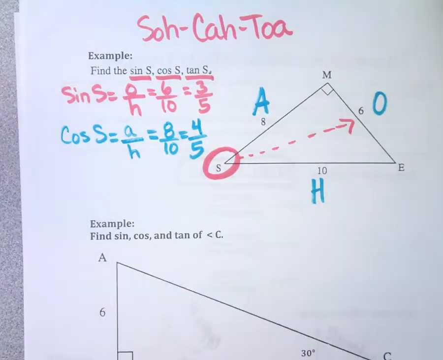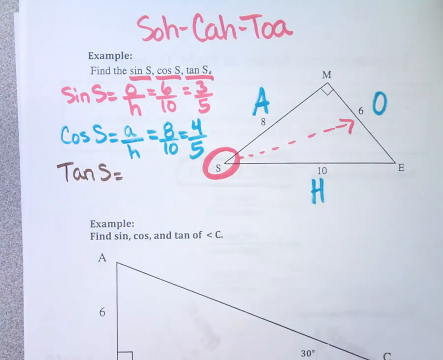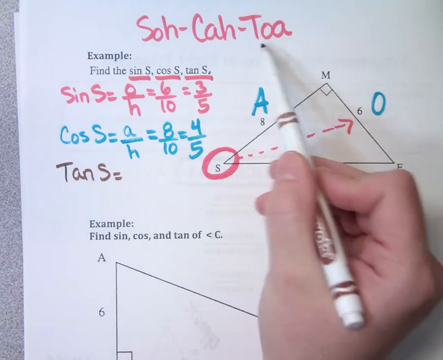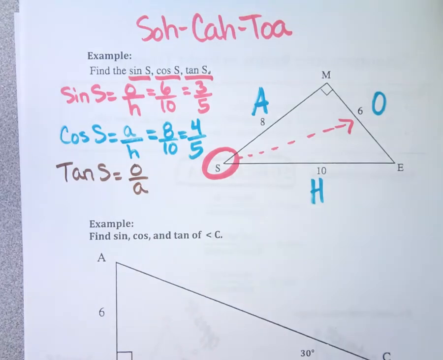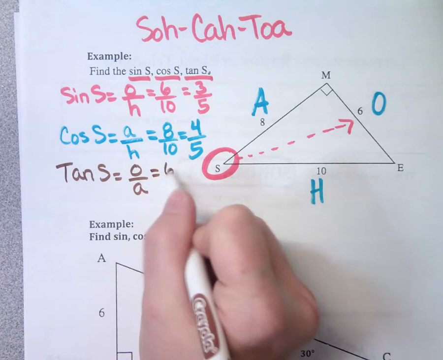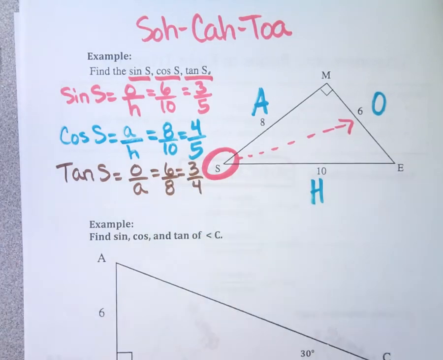Okay, and then the last one it wants me to find is tangent of angle S. So looking up at my memory device, tangent is what over what? Opposite over adjacent. Now I just need to look at my picture, and how would I write opposite over adjacent? 6 over 8, and that reduces to how much? 3/4. Okay. And we need to be able to know how to do this for everything else that I'm going to teach today and tomorrow. You feel okay with that?